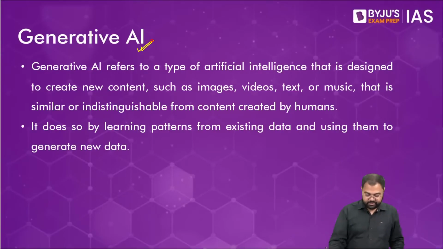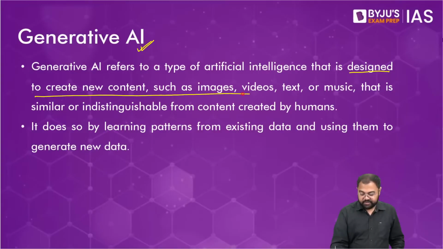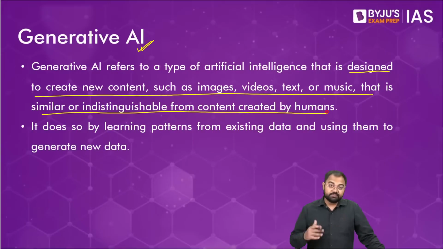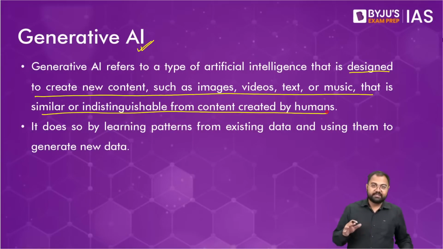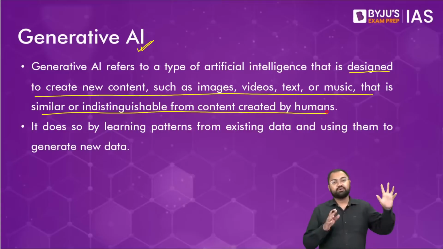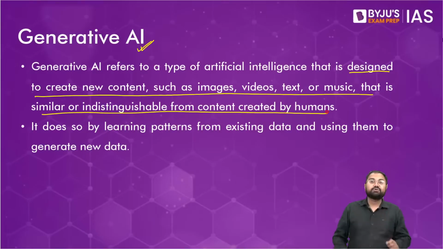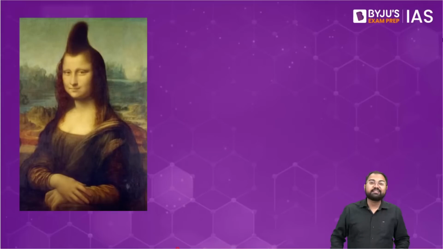So that's why this is a type of artificial intelligence that is designed to create new content such as images, videos, texts, or music that is similar to or indistinguishable from the content created by humans. So that's why it becomes very crucial, because until now, let's say, if you want to make an image, then you would have to use a lot of software and try to bring in your own creativity into starting to draw those images and make those images. But now something like this could be done.